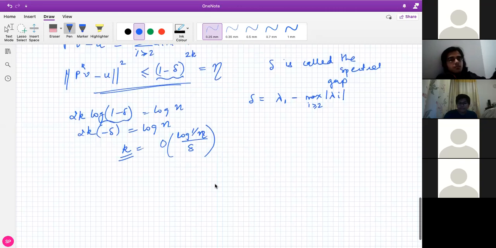Now, once it converges to the uniform distribution, you don't have to apply P anymore because that will just keep you in the uniform distribution, right? Remember, P U was going to be equal to U.